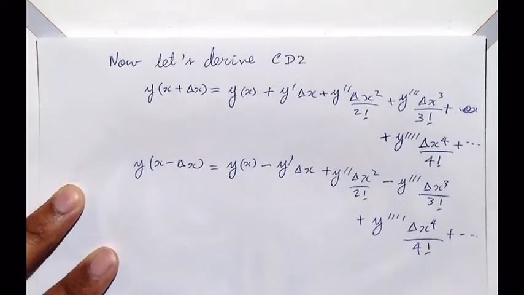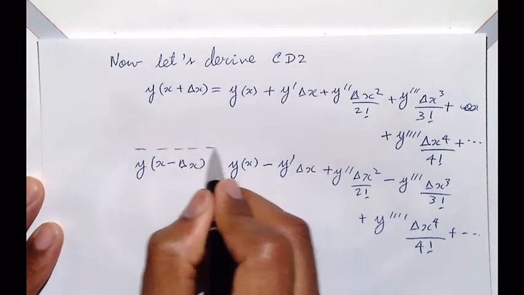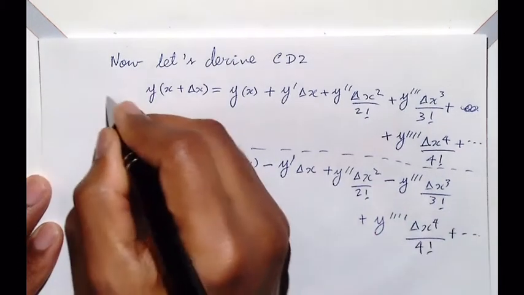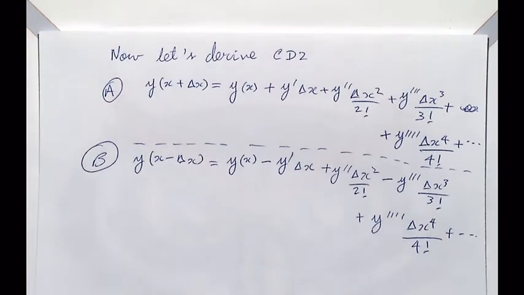Now, tell me, do you see a pattern between the two? Let me draw a line to separate these two. So let's call this A and let's call this B. Okay? Do you see a pattern? Can we combine these two in some way to get rid of some terms on the right hand side? You can subtract. Okay, yeah. I can subtract A and B, right? See what happens.